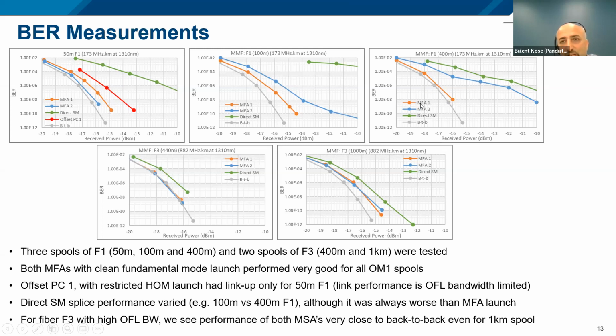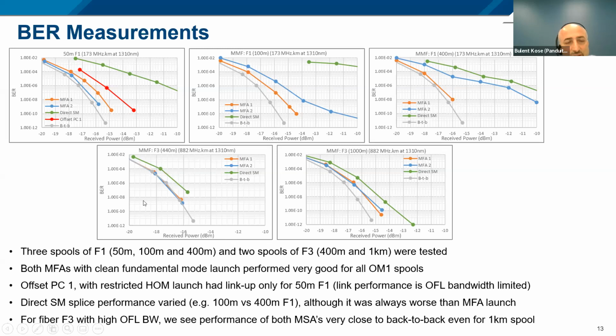So you can look here, mode field adapter 1 really pretty much didn't change. Mode field adapter 2, it got a little worse for 400 meters. And I didn't really look into exactly why, but it could be that the splice that I did has some impact on it. So it could be something. But again, in general, its performance with the mode field adapter is much better.